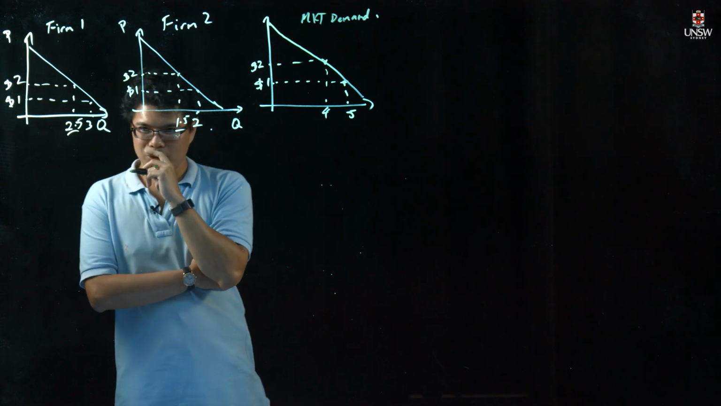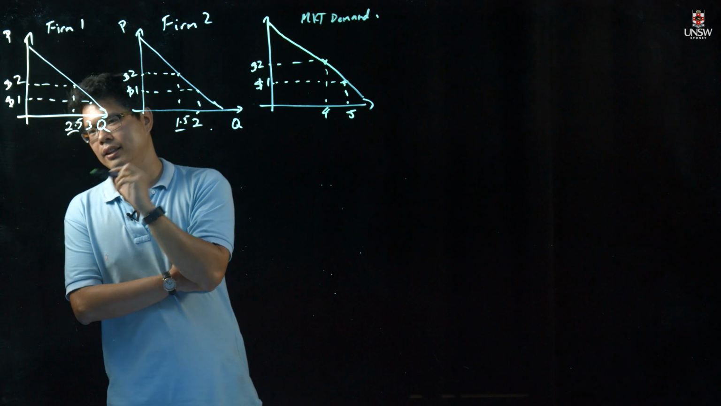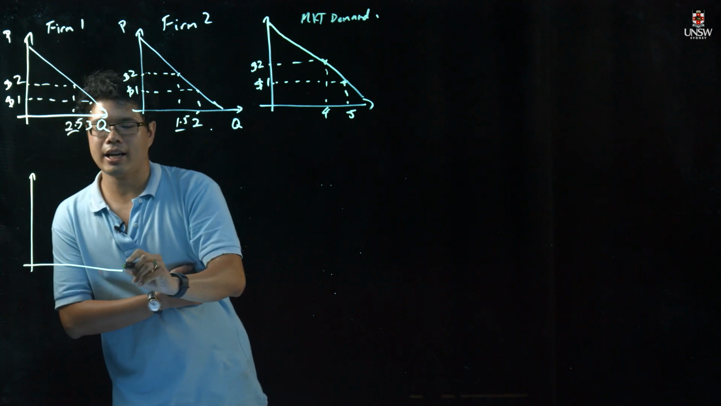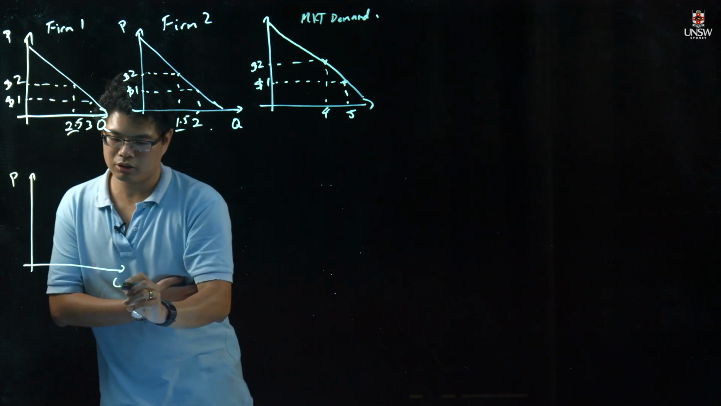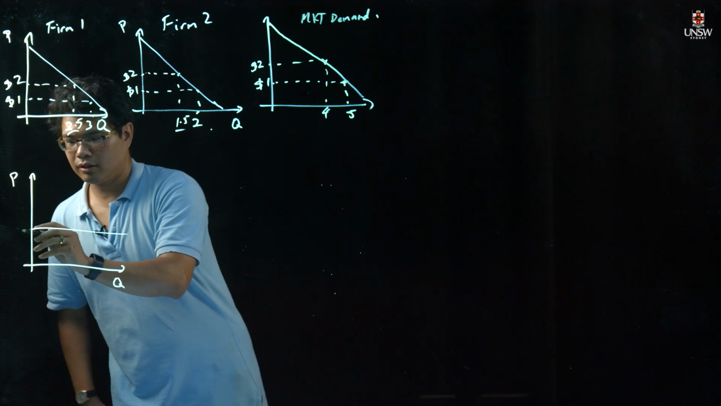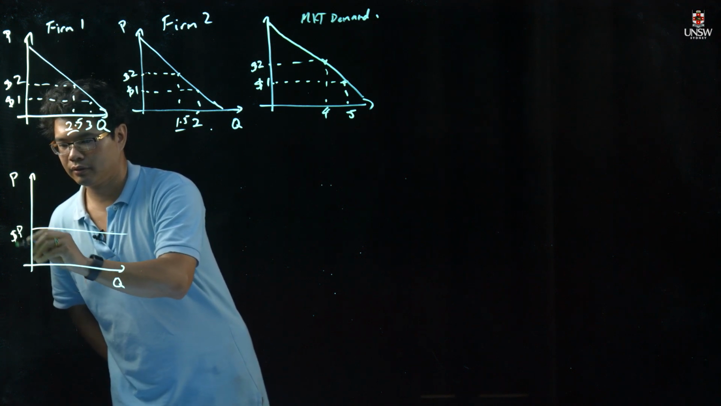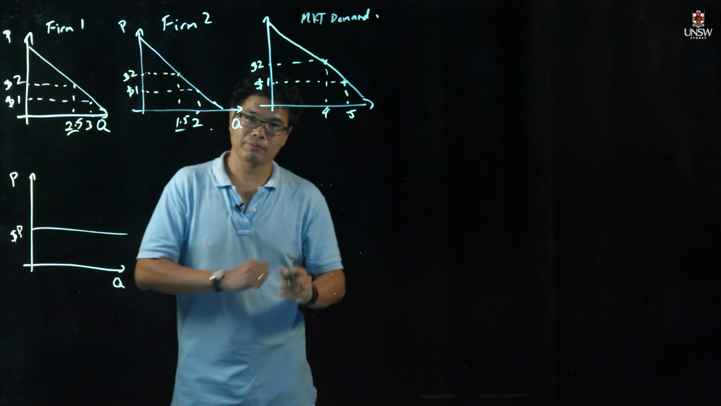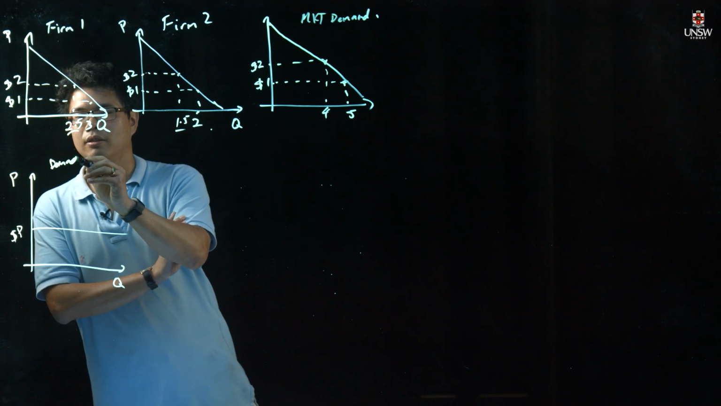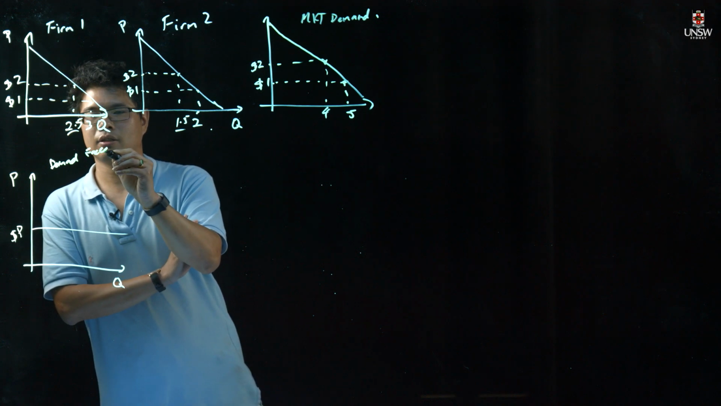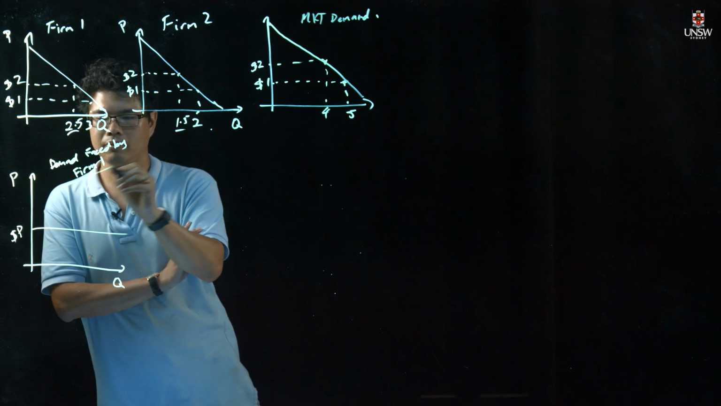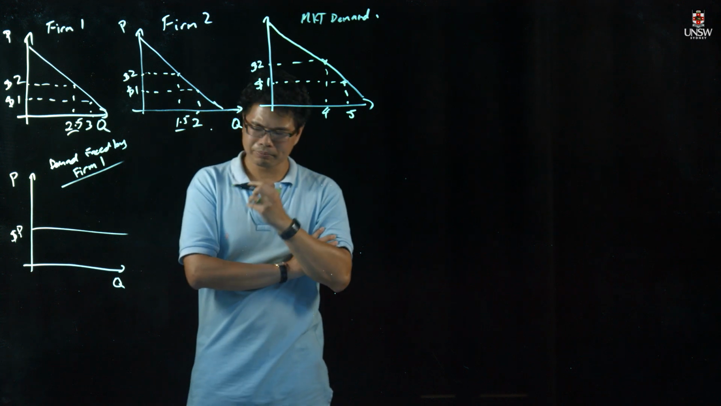Hopefully you guys have gone through the textbook, and one of the key things that we wrote in there is that in a perfectly competitive market, what you get is a horizontal line in terms of the demand faced by the firm. So demand faced by firm 1 is simply a horizontal line.